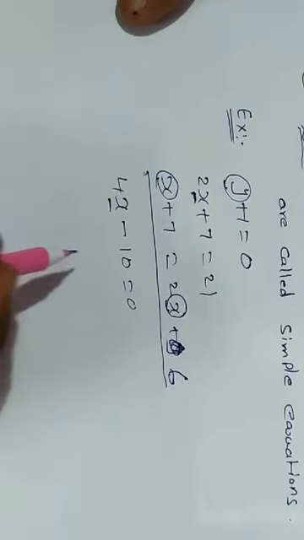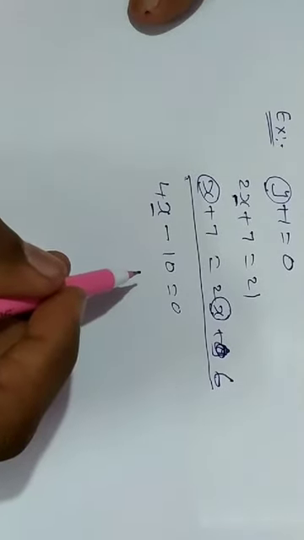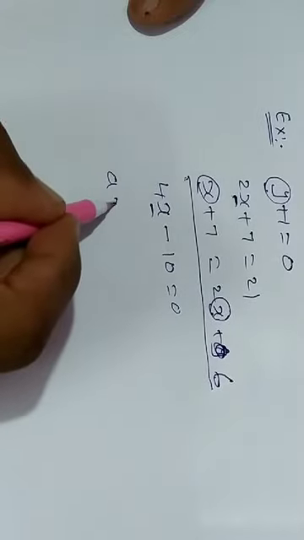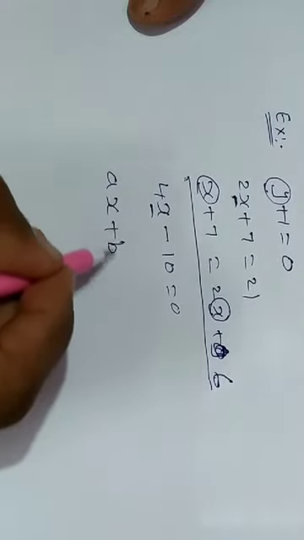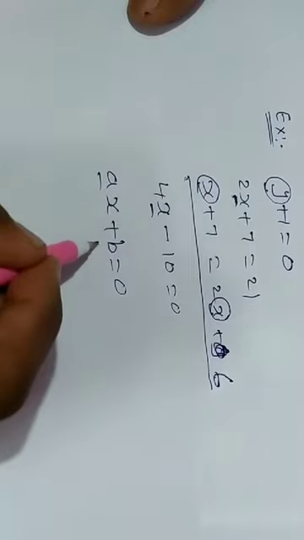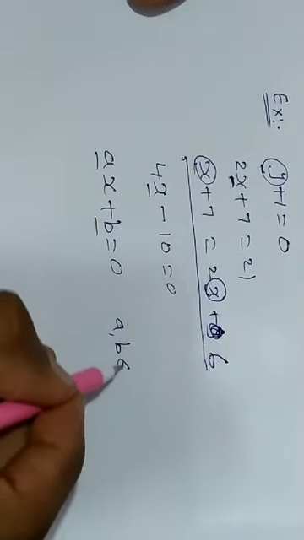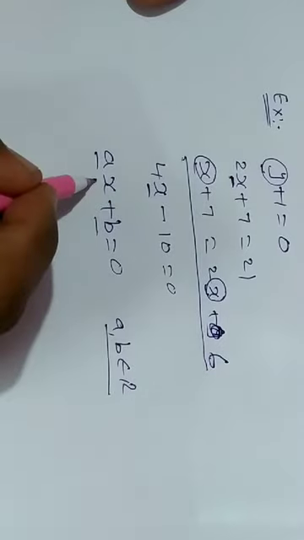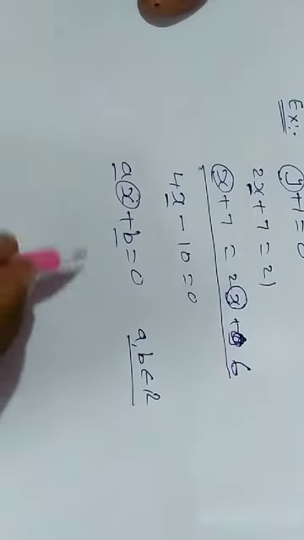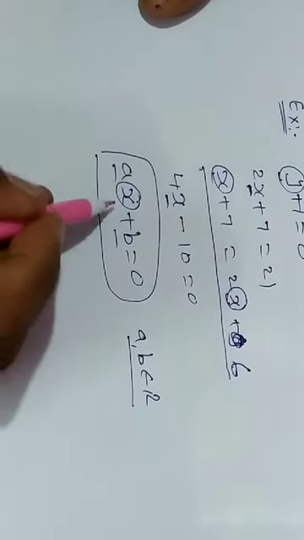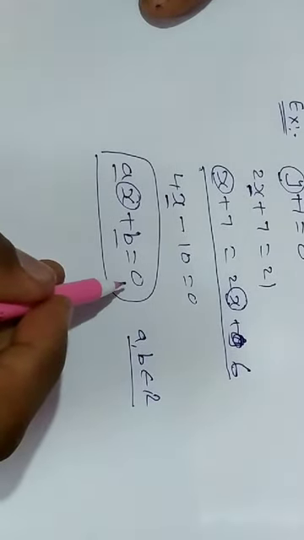So the general form of a linear equation in one variable, that means a simple equation, is ax plus b is equal to 0. Here a, b belong to real numbers, and x is the variable. So this is the general form of a simple equation, ax plus b equal to 0.